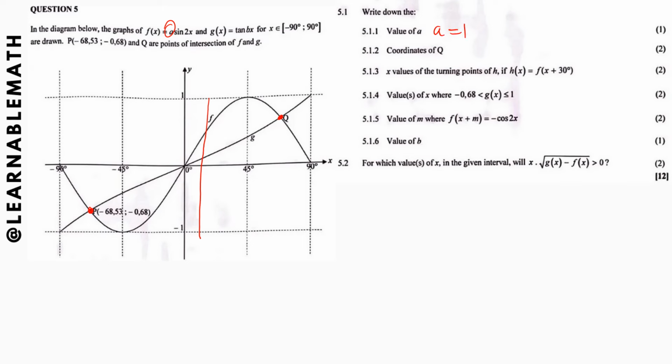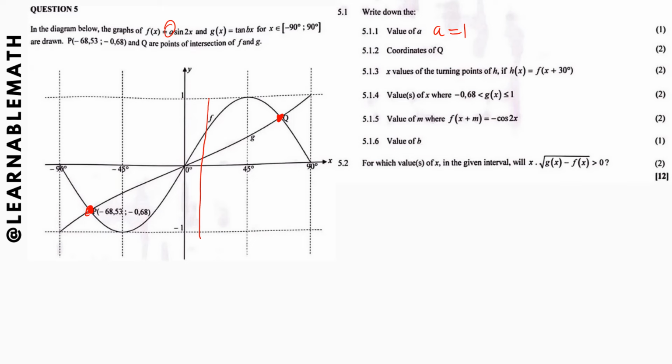Okay, so 5.1.2, calculate the coordinates of Q. It's 2 marks, guys. So obviously you don't have to show the workings and all that, right? Most of you might think, okay, it's the point of intersection, I just equate the two graphs, but the problem is that we don't have b there. We don't have b, and there's a question that wants b somewhere, meaning that will not work for us at that point, right? So to get Q, actually it's symmetrical to P.